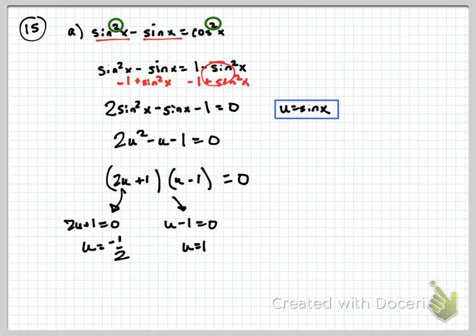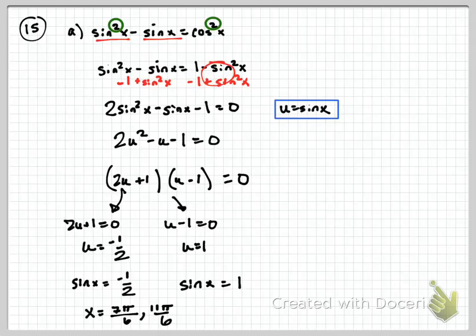We're not solving for u, we're solving for sine. So, where is sine of x negative 1/2? And where is sine of x equal to 1? We know this is true. Our y value is negative 1/2. That's going to be 7 pi over 6, and 11 pi over 6. And our y value is 1. That will be pi over 2. The domain is just 0 to 2 pi, so we're done with that.